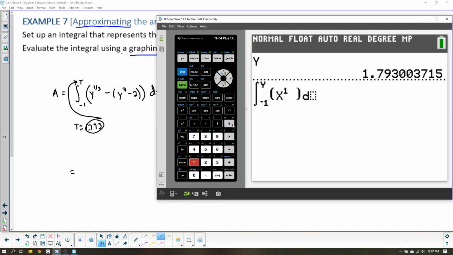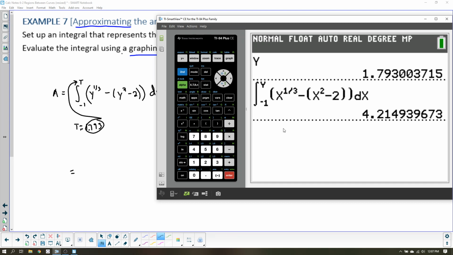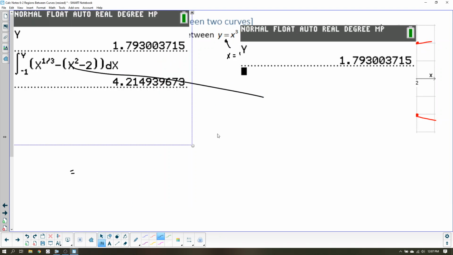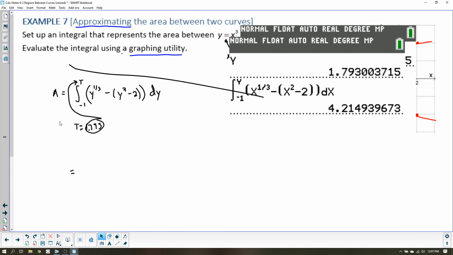X to the 1/3 minus x squared minus 2, and then with respect to x. So you can type it all with y or all with x, but either way should work, and this gives us the integral we were looking for. So the approximate value for this problem is 4.215, which is our approximate area for that region.